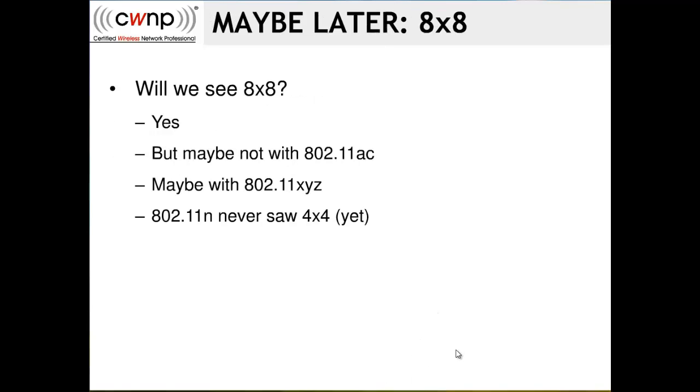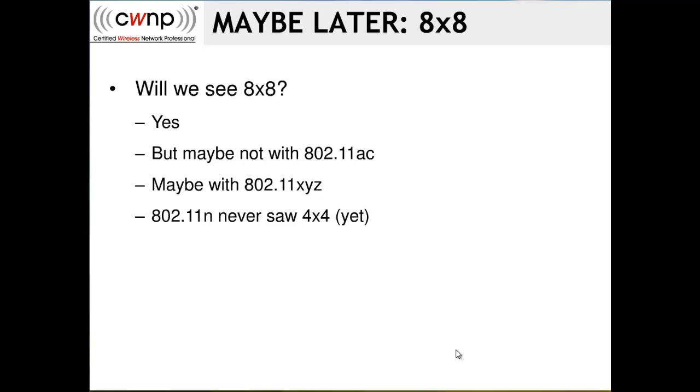Okay, let's talk about the "maybe later." The reason I've said maybe later for 8x8 is we've got to answer this question: are we really going to see the 8x8, that 7 gig promise? Well, yeah, we will. We are going to see 8x8. It will not happen with 802.11ac. It might happen with 802.11xyz. I'm saying that facetiously, but the point is that yes, there will be some standard eventually where we're doing 8x8 and probably beyond. But we probably won't see it with 802.11ac.